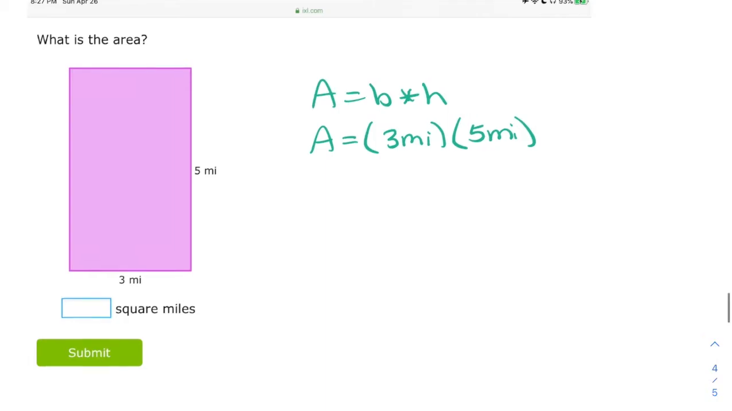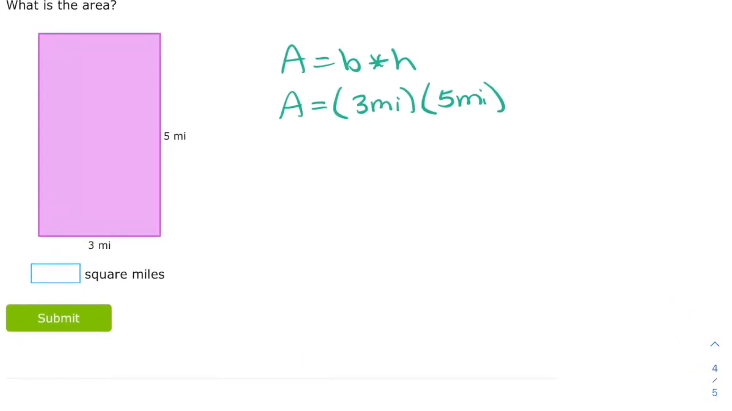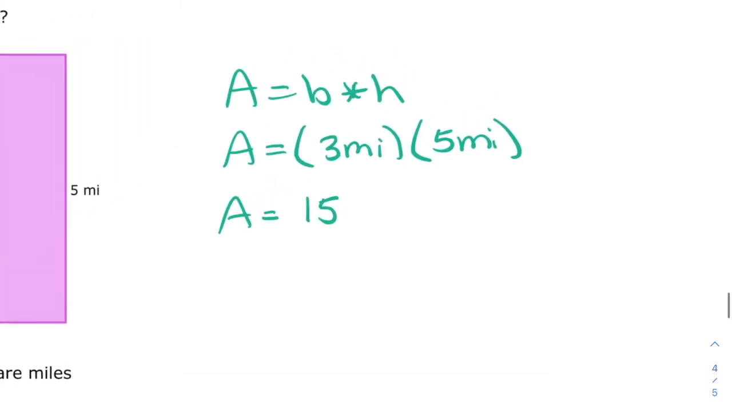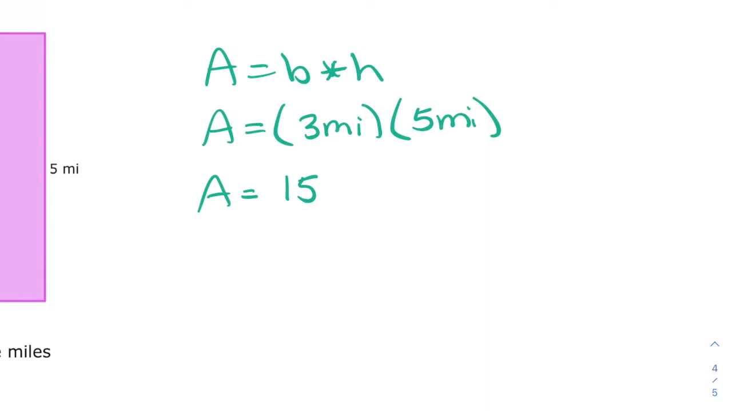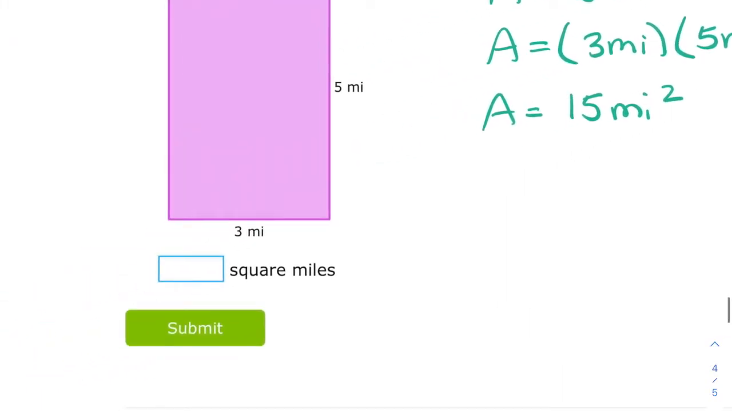Okay. So area is base times height. So area equals 15 because 3 times 5 is 15. Miles times miles is miles squared. So we get 15 square miles. It looks like it's just looking for the numerical value.